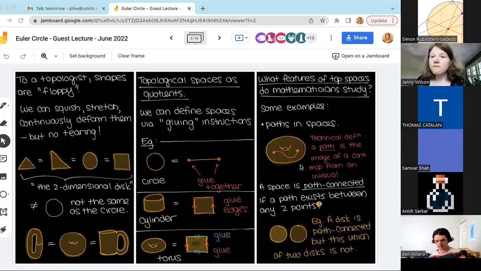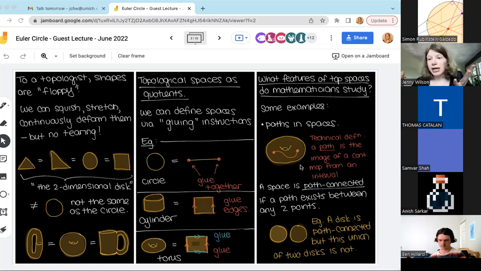So fix any two points in the space. If it's path connected, then it's possible to draw a path between those two points. And this is called a topological invariant. What I mean when I say topological invariant is, if two spaces are homeomorphic, if they're the same space, then if one of them is path connected, so is the other one.